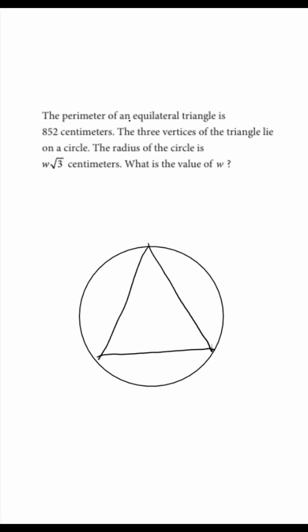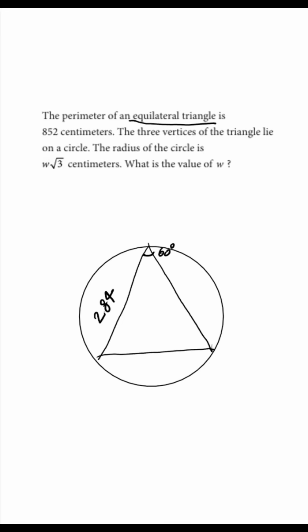So we have an equilateral triangle that's inscribed inside a circle, and because it's an equilateral triangle and the perimeter is 852 centimeters, divide that by 3, and we know each side has a length of 284 centimeters. And we also know that each angle is 60 degrees, and that's going to be important later. And we're trying to find W if the radius of the circle is W root 3 centimeters.